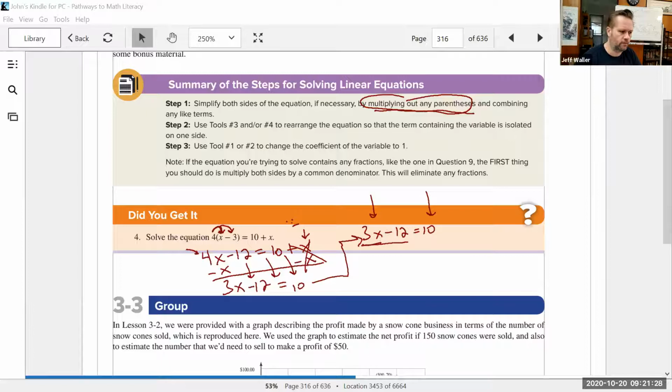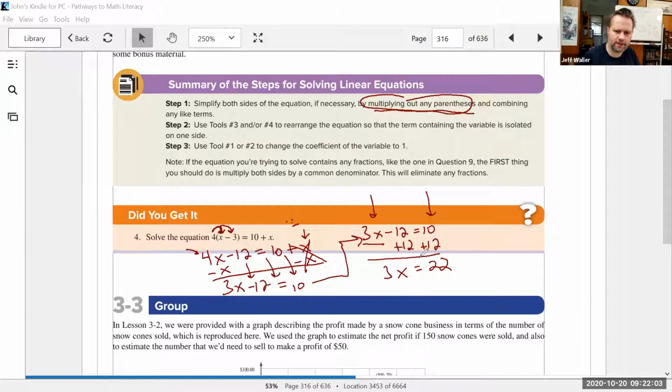The 12. To add 12. Yes, I love it. You need to add 12. And I really want everybody to see why. I've already picked this side for the X's. These have to go on the other side. So you pick a side for your X's, you pick a side for your numbers, because you want to end up with X equals a number. So then you'll know what X is.